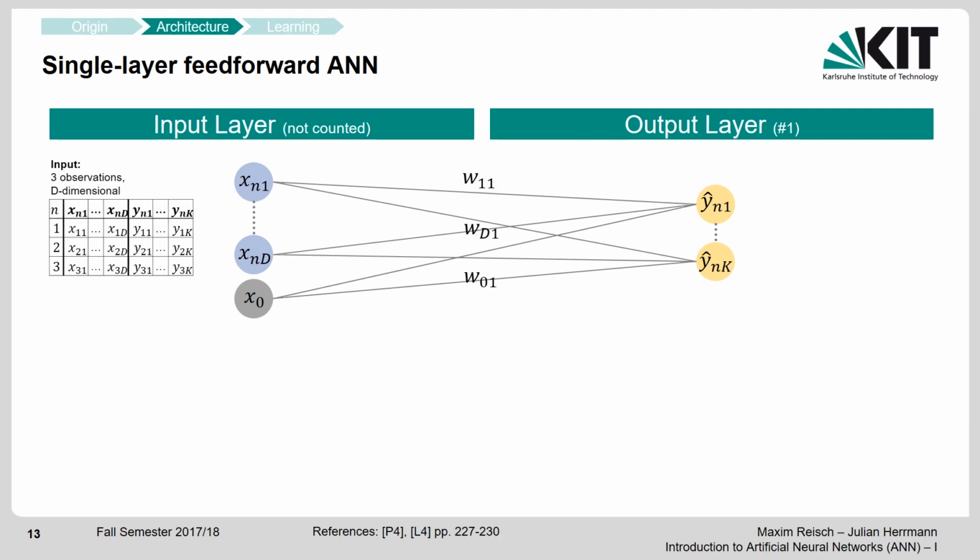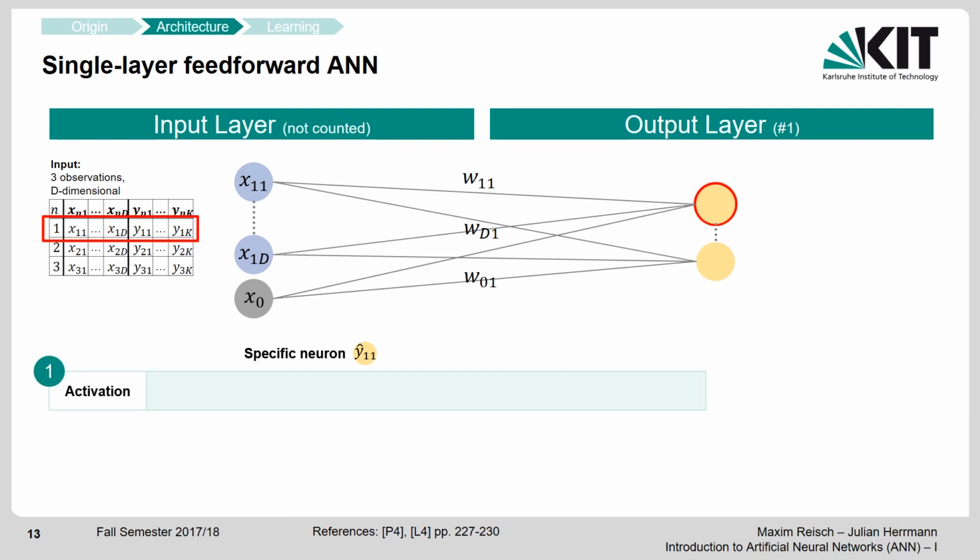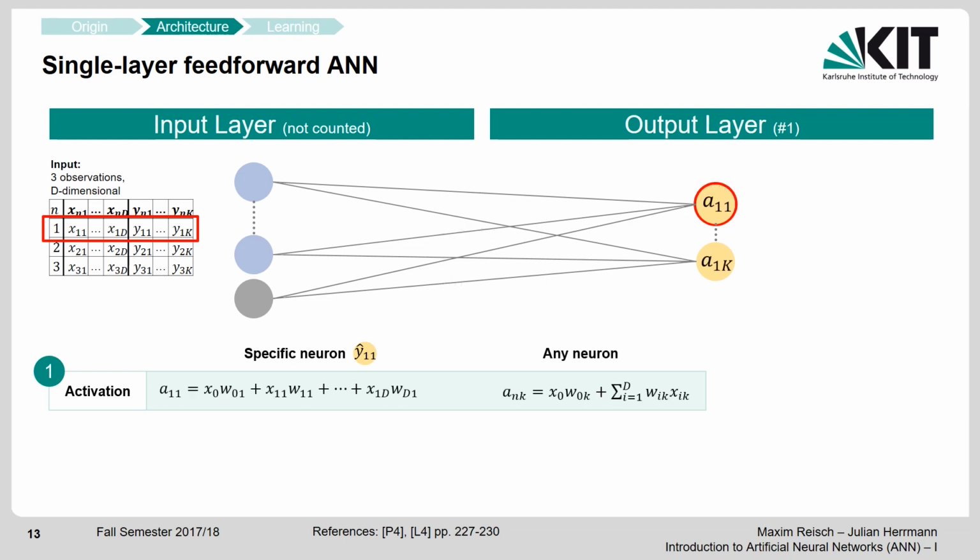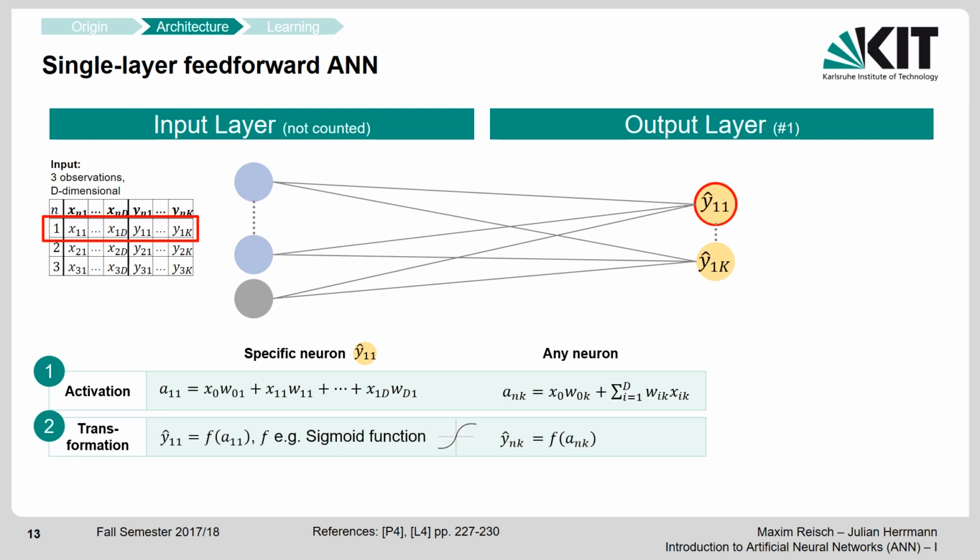So now let's dig a little deeper and see how this really works. For simplicity, we'll just look at one specific neuron, y hat 1,1, and a single observation, observation 1. As already explained, the first step is a summation, also called the activation A, in which the inputs are multiplied by the weights and summed up. The sum is called A11, and the activation is followed by the transformation, in which the activation is fed as input into an activation function, for instance a sigmoid function.